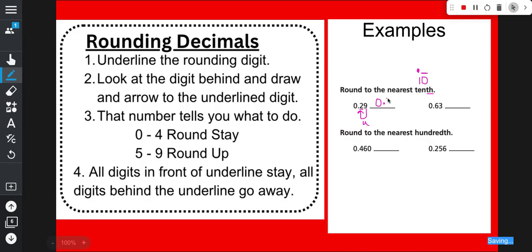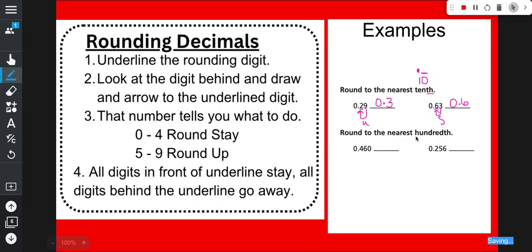Everything before it's going to stay the same. Everything after that place value goes away. So if we're rounding to the nearest tenth, I should not have any digits after the tenths place value. For the next one, the 6, the 3 tells it what to do. 3 is saying to stay, so we get 0.6.